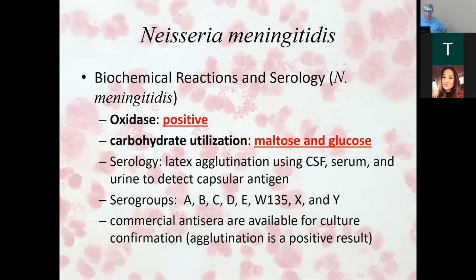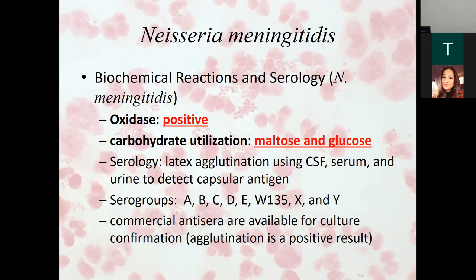All right. We can also do serological testing with meningitis, and we see a difference. Oxidase positive, just like gonorrhea. Carbohydrate utilization: glucose, just like gonorrhea. But we have an additional one, and it's real easy to put the two together because this is meningitis, and luckily for us, the sugar starts with an M: maltose.